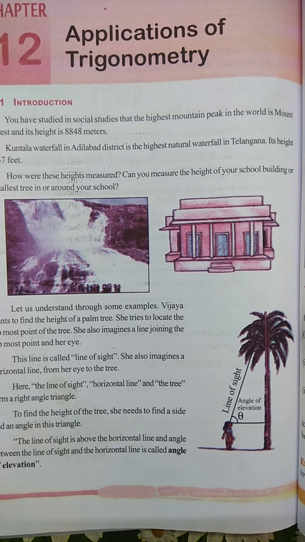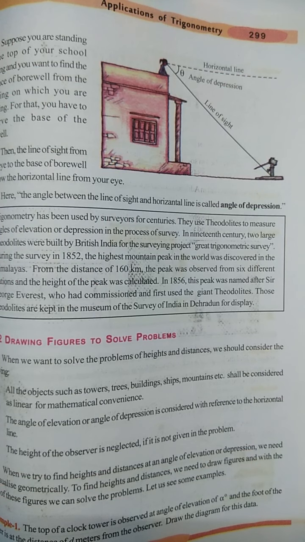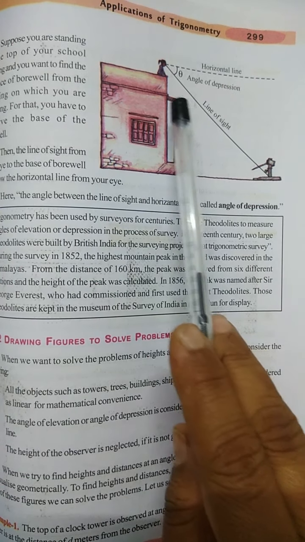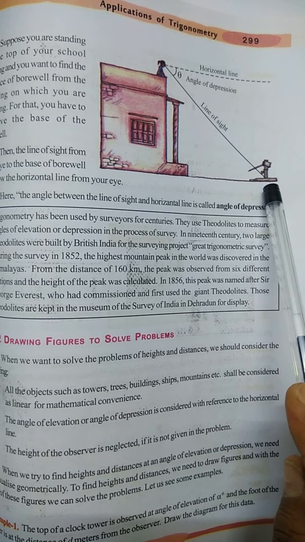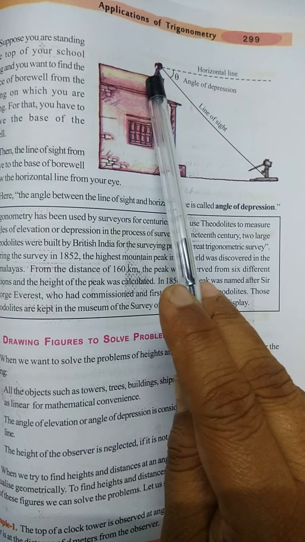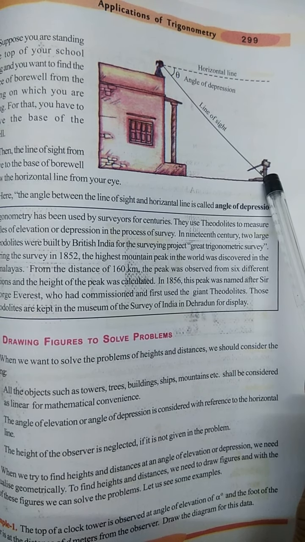Now we will see what is angle of depression. Now observe this page. Here this girl is observing this hand pump from the top of a building. Now the girl is at height and the object of observation is at a low height.